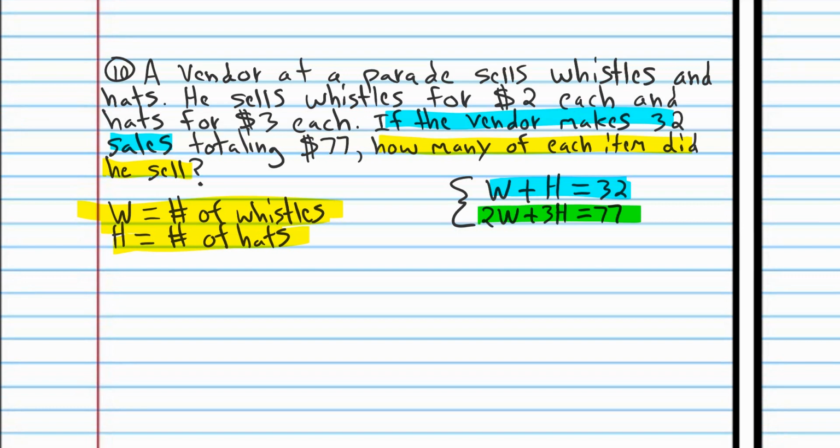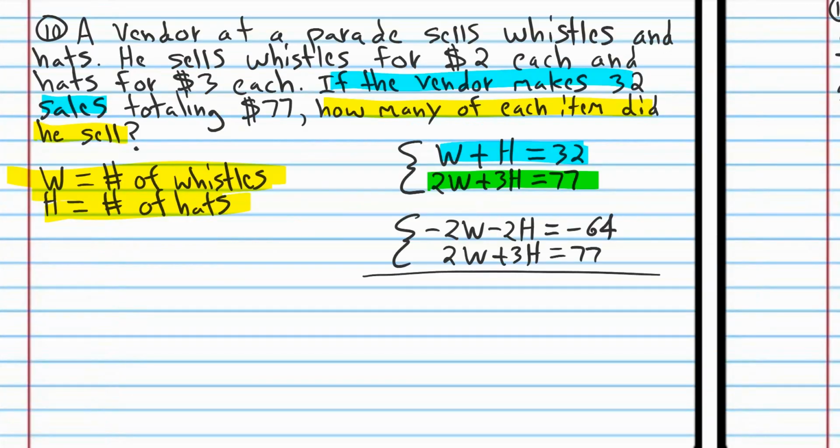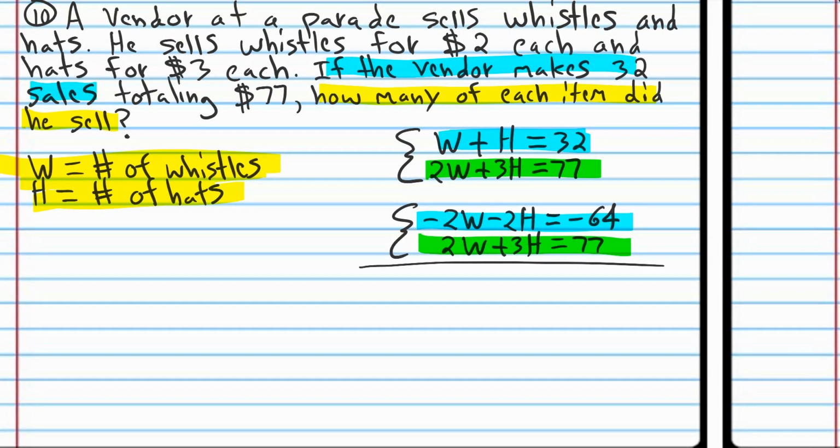We'll use elimination. Again, you can eliminate W or you can eliminate H. I usually go with the smaller number, so I'm going to eliminate W. All right, so now we're ready to eliminate. Again, I multiplied both sides of the blue equation by -2. And we get H is equal to 13. So there's 13 hats that he sold.